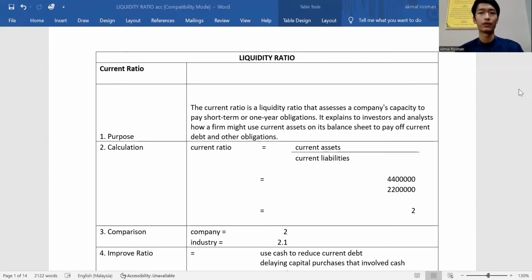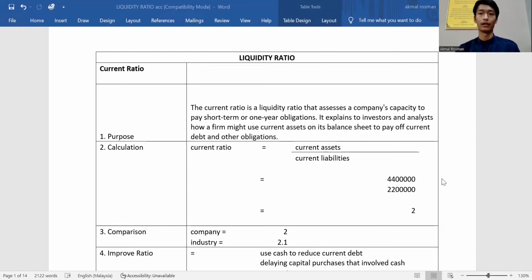So the current ratio is a liquidity ratio that assesses a company's capacity to pay short-term or one-year obligations. It explains to investors and analysts how a firm might use current assets on its balance sheet to pay off current debt and other obligations. So the formula for current ratio is current assets divided by current liabilities.